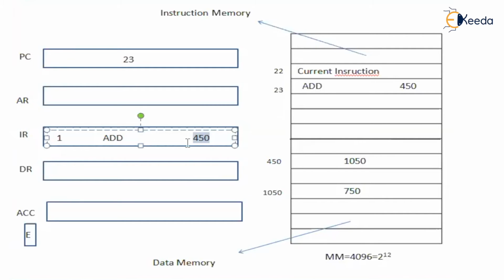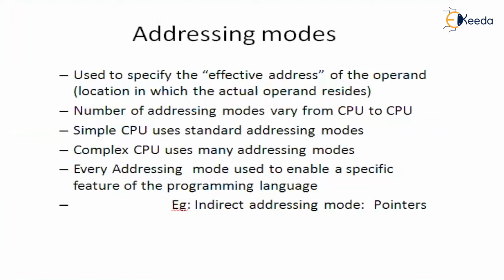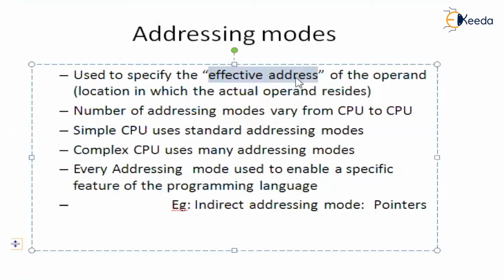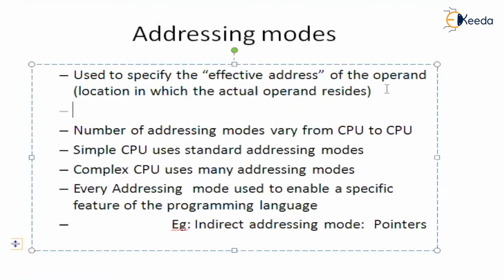Having discussed this, now it is the best time to understand the addressing mode. First of all, try understanding what an addressing mode is. An addressing mode gives you the effective address of the operand. We use addressing modes to get the effective address of the operand. What is the effective address? The effective address is an address in which the actual operand is available.